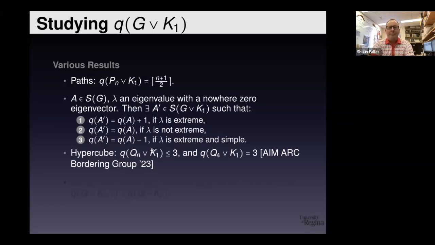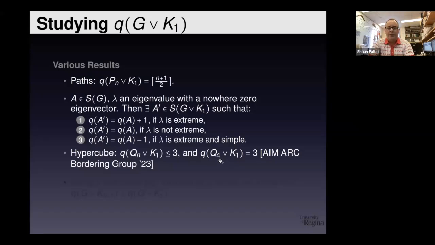And the hypercube was a curious example. You remember the hypercube had Q equal to 2, right? And so now you take a hypercube and you join a vertex on top of it. We were able to show that if you take the hypercube and join a vertex, then Q of whatever results is never more than 3. And what was surprising to us is that Q can be 3. So you join a vertex on top, Q can go up, right?